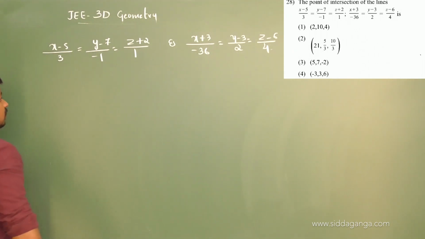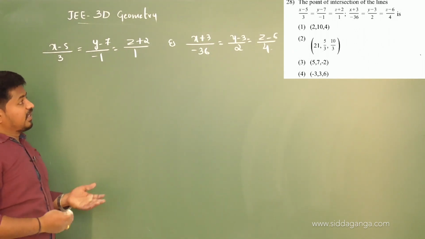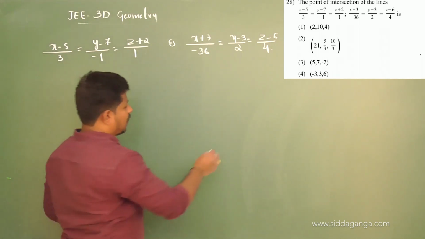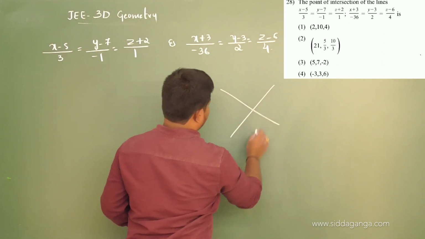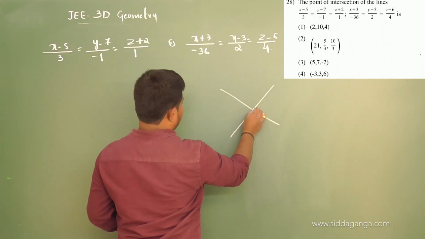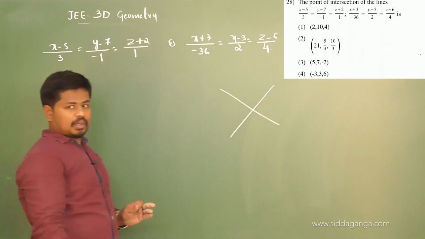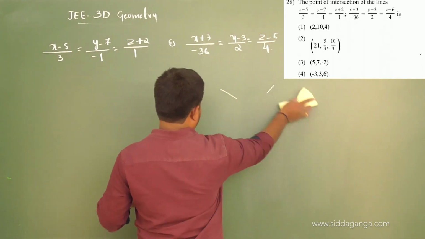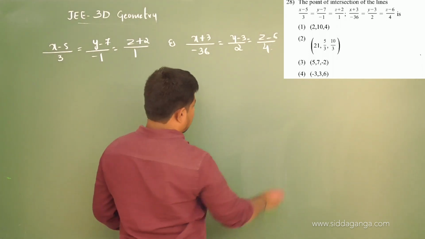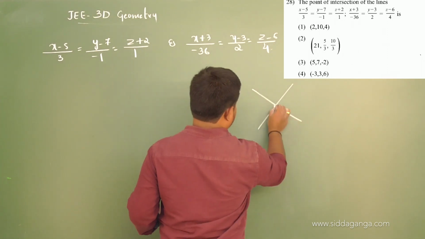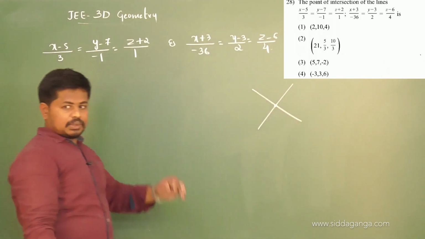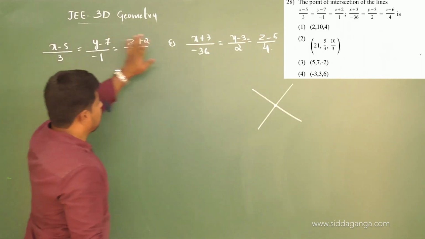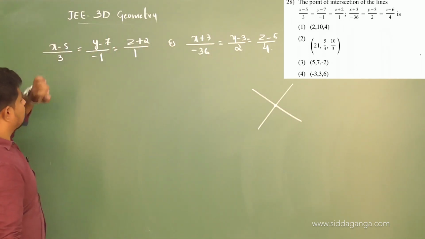You mean the point where the two lines intersect. That's the point of intersection. The point of intersection will be common to both lines, right? When you consider these two as the given lines, this will be the point of intersection. Then let me find it. So these two are the given lines. Let me consider this one first.